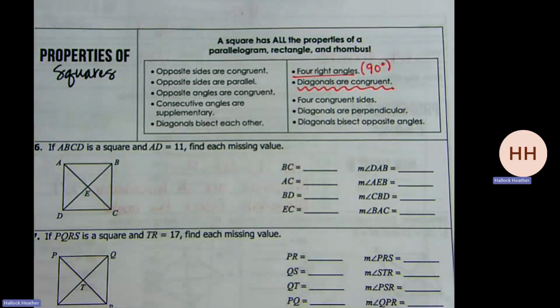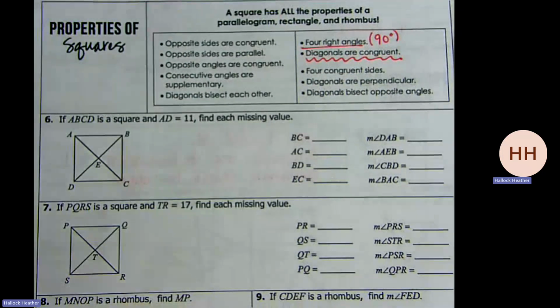So let's do number 6 together. Take your information and put it in your picture for number 6. It's a square. You're going to like the square better than the rhombus.